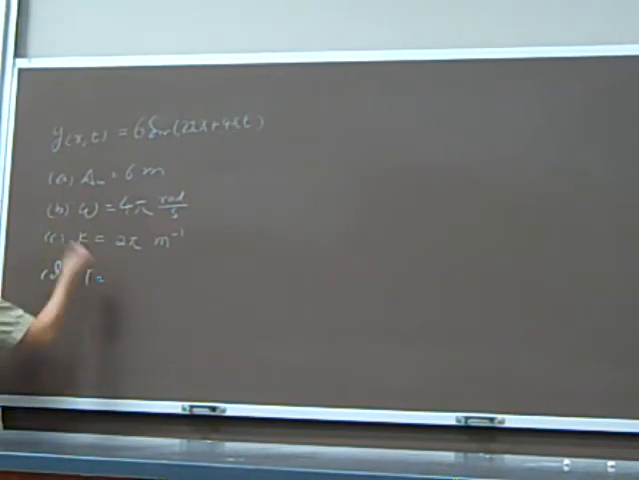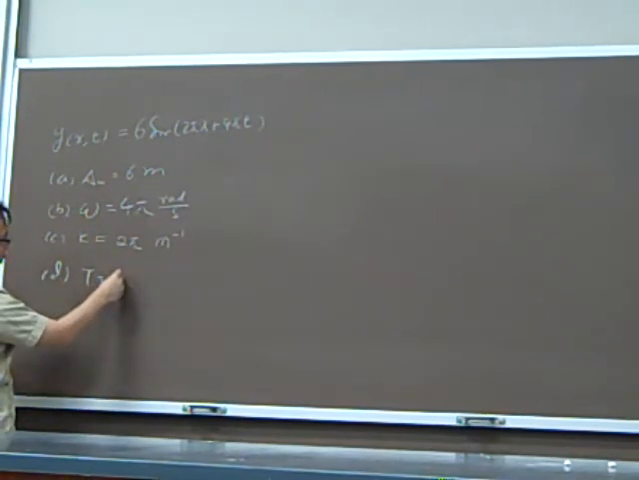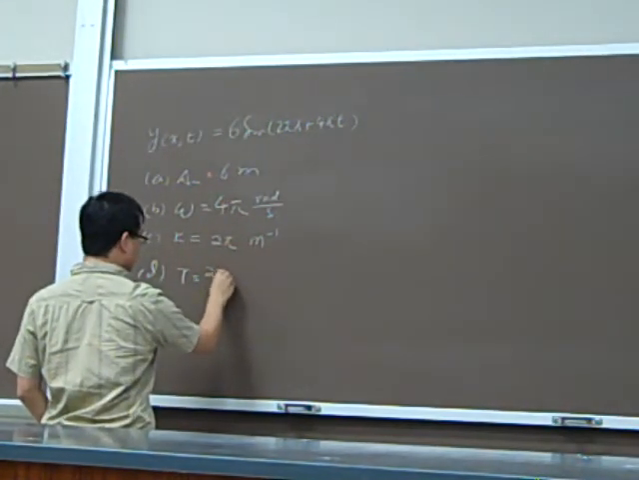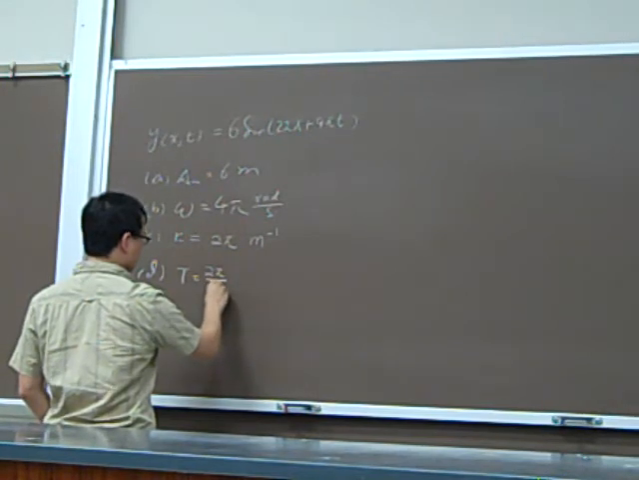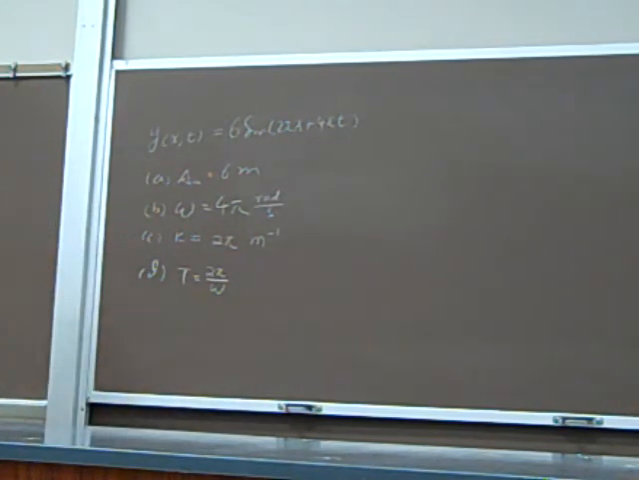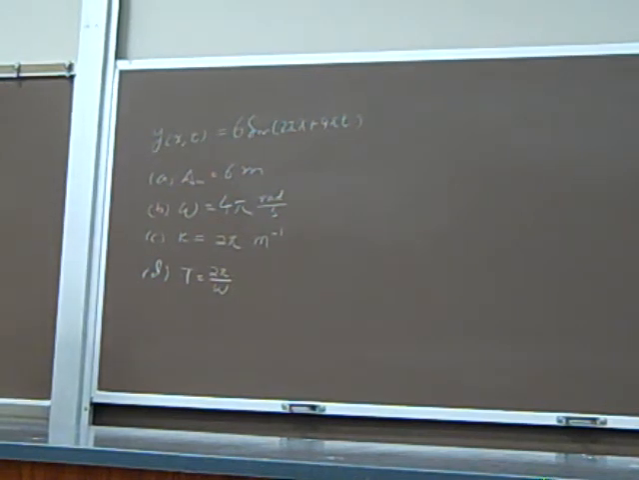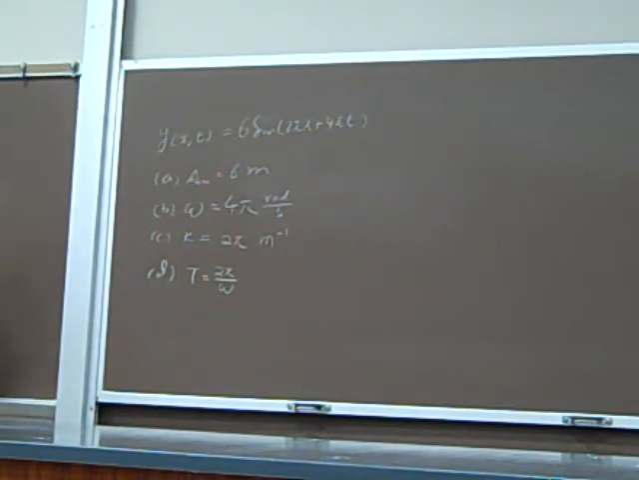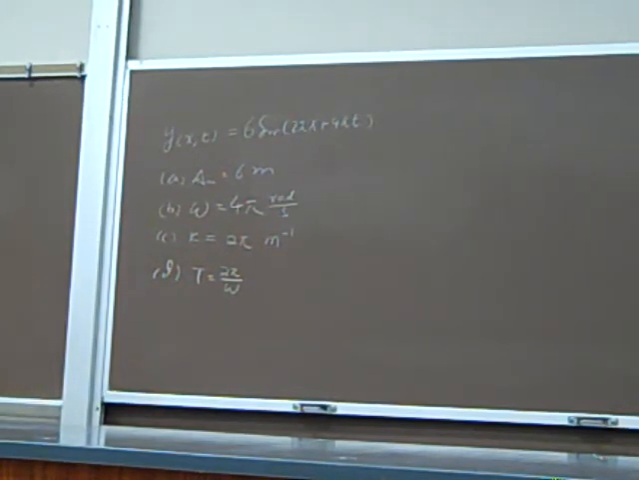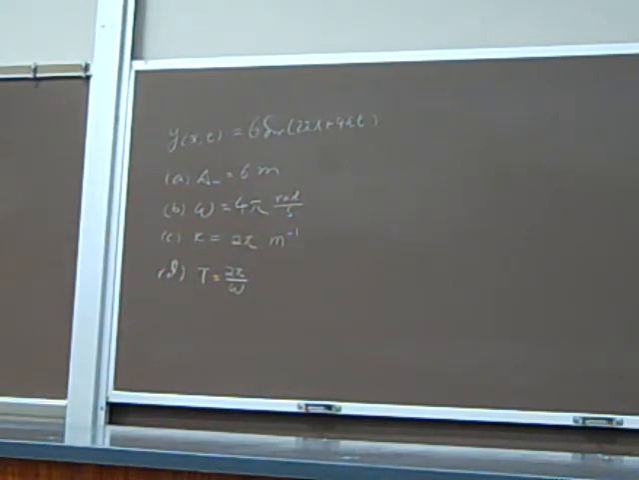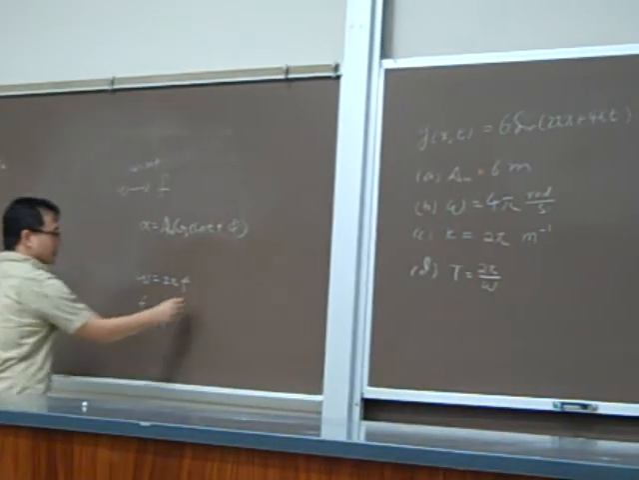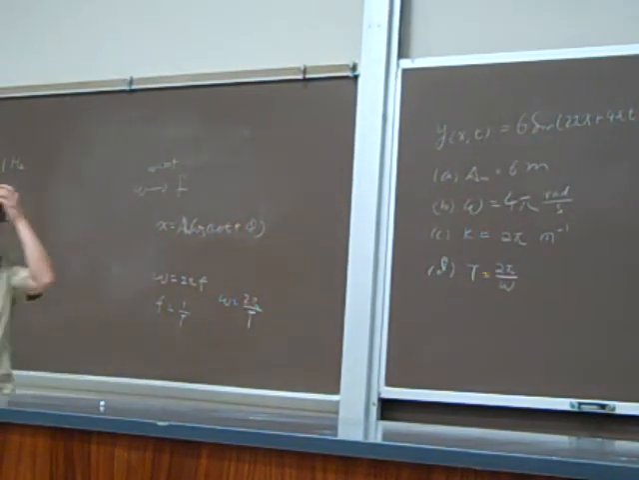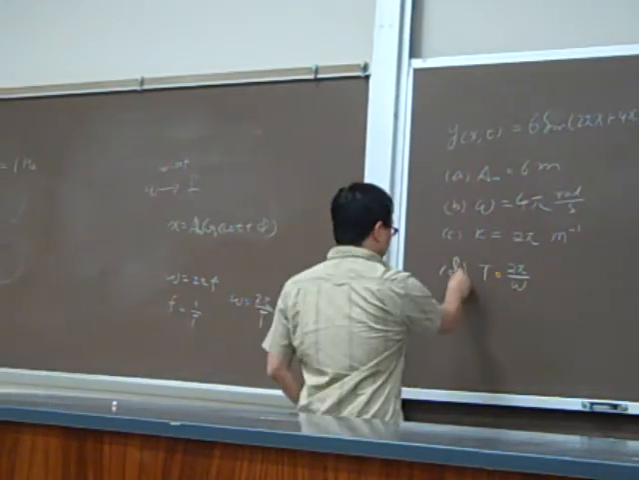Omega. Between omega and T, what's the relationship? 2 pi over omega. Because omega equals 2 pi f and f equals 1 over T. That means omega equals 2 pi over T. So T equals 2 pi over omega.